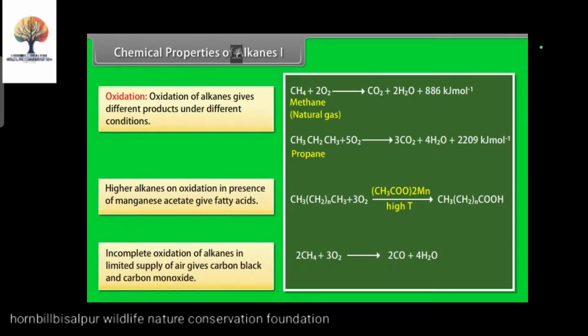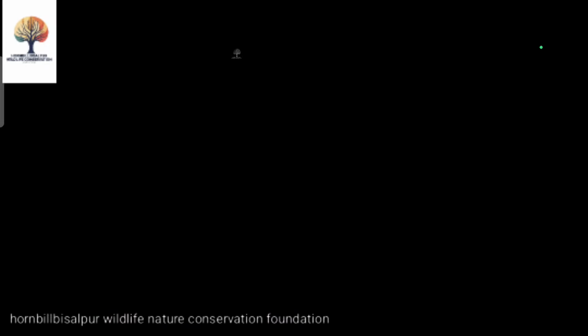Incomplete oxidation of alkanes in a limited supply of air gives carbon black and carbon monoxide. 2CH4 plus 3O2 gives 2CO plus 4H2O. CH4 plus O2 gives C plus 2H2O.